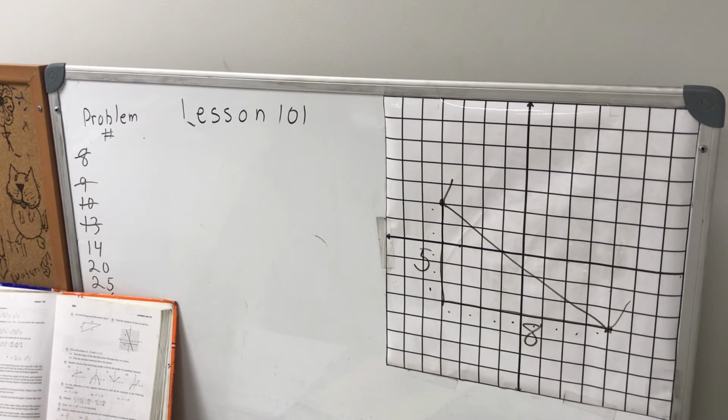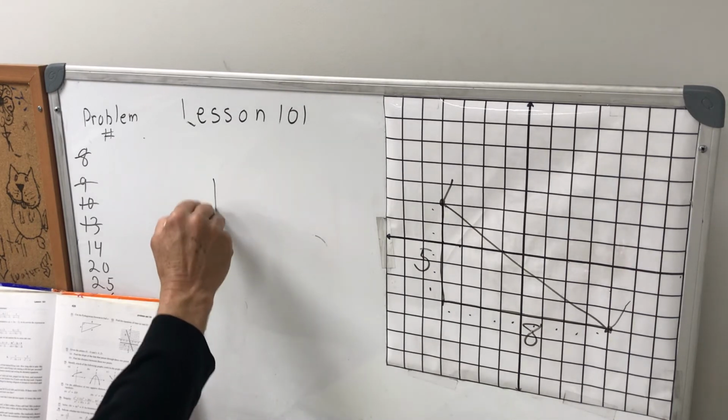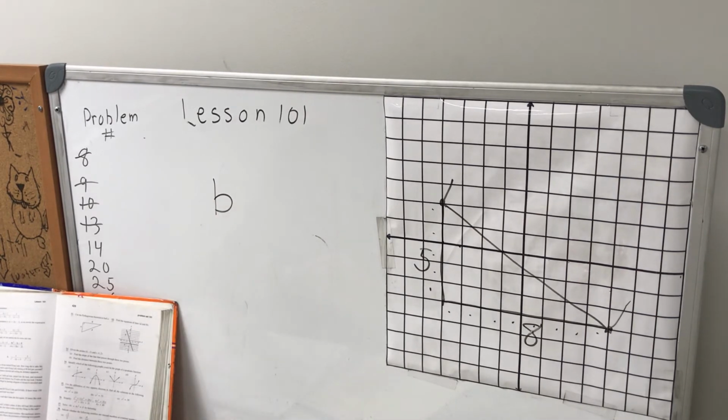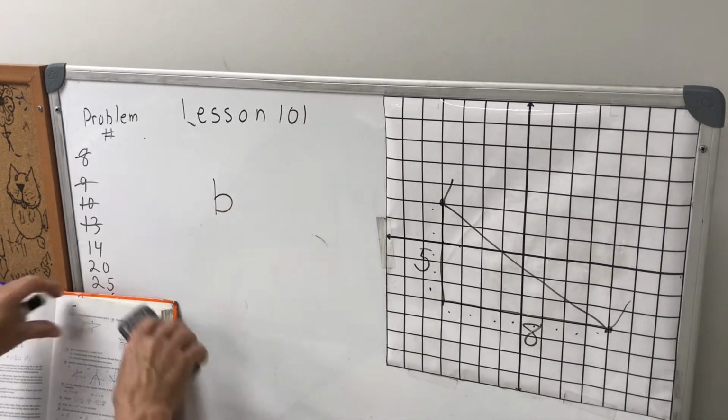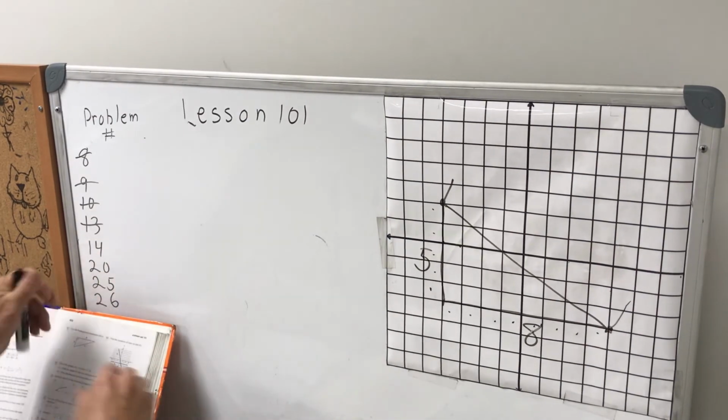So the answer to number 14 is just b. b is your quadratic function. Hey, there we go on this one.